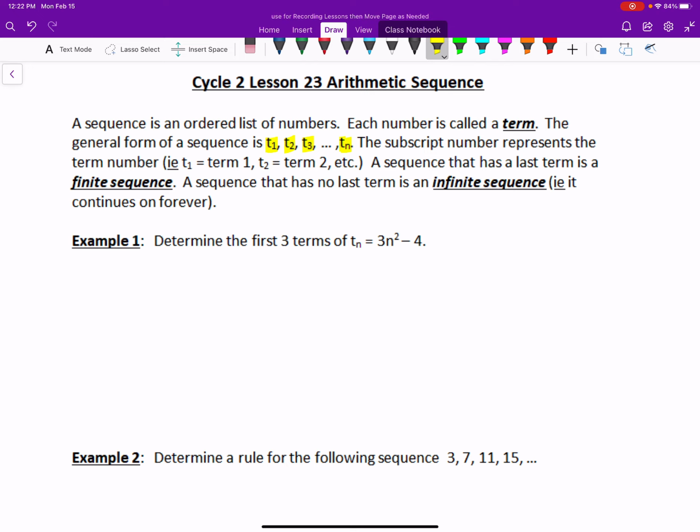A sequence that has a last term is called a finite sequence. Finite just means it ends. So if it has a last term, it's finite. A sequence that has no last term, if it goes on forever, is infinite.